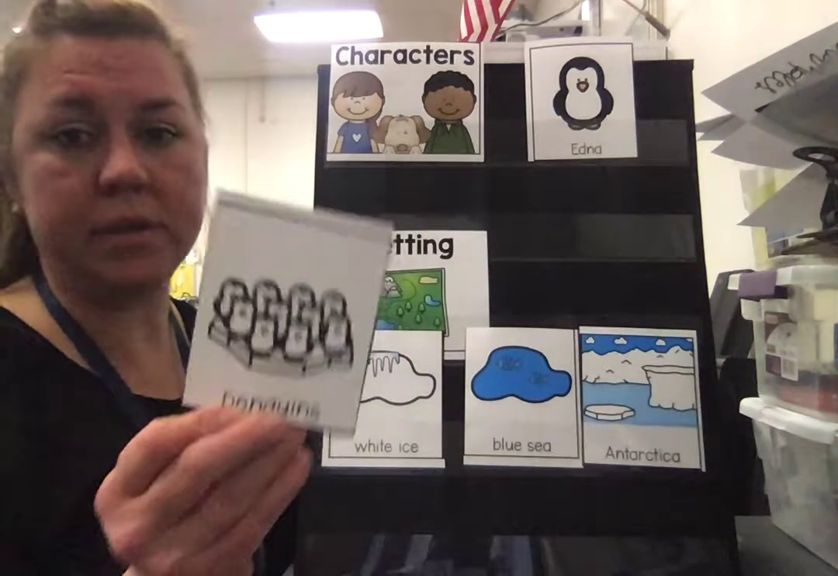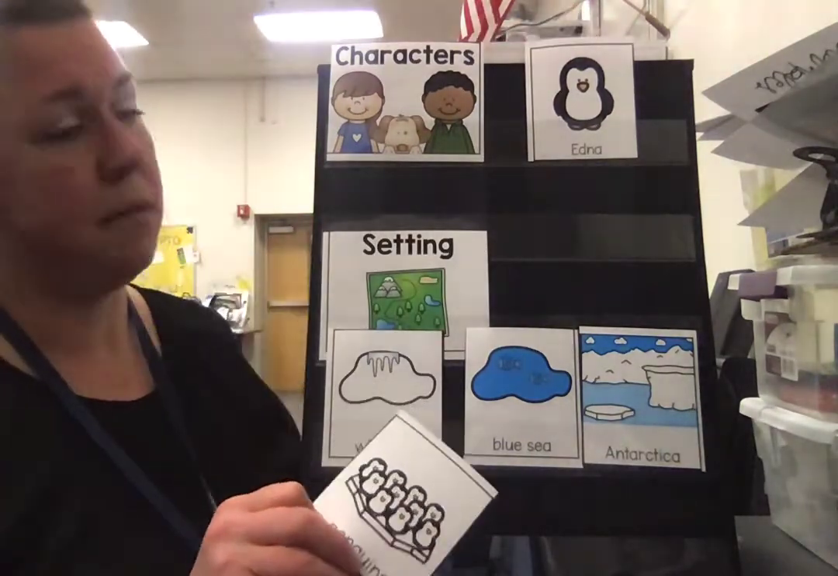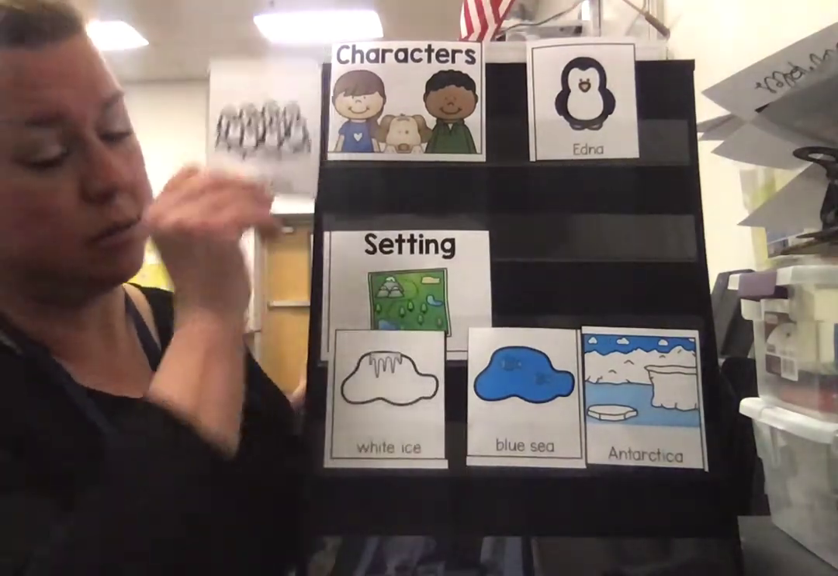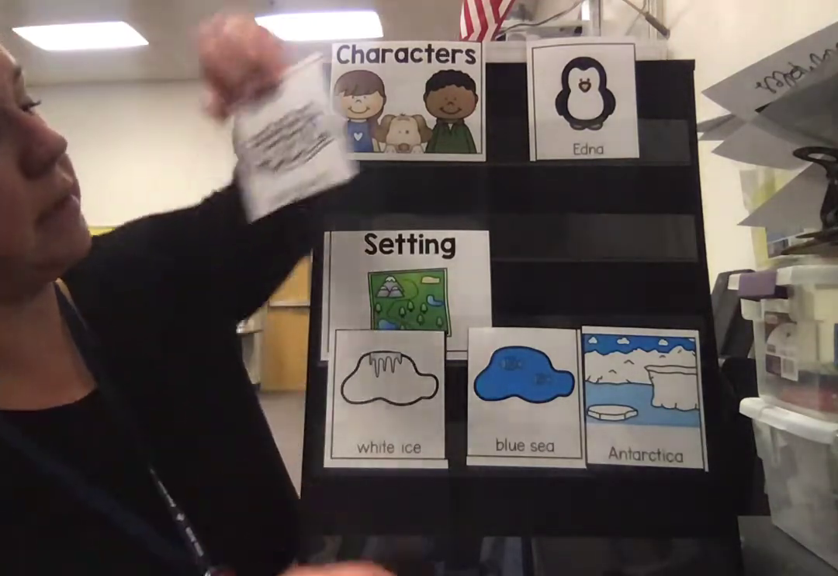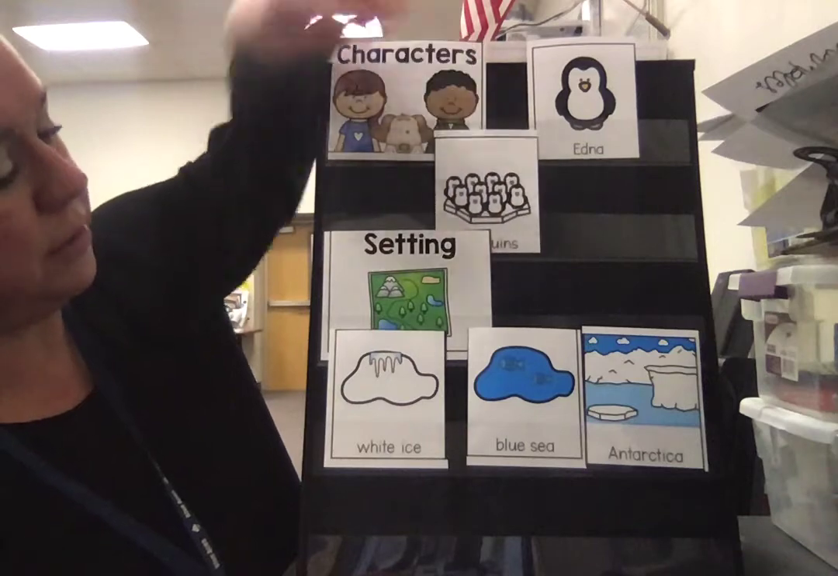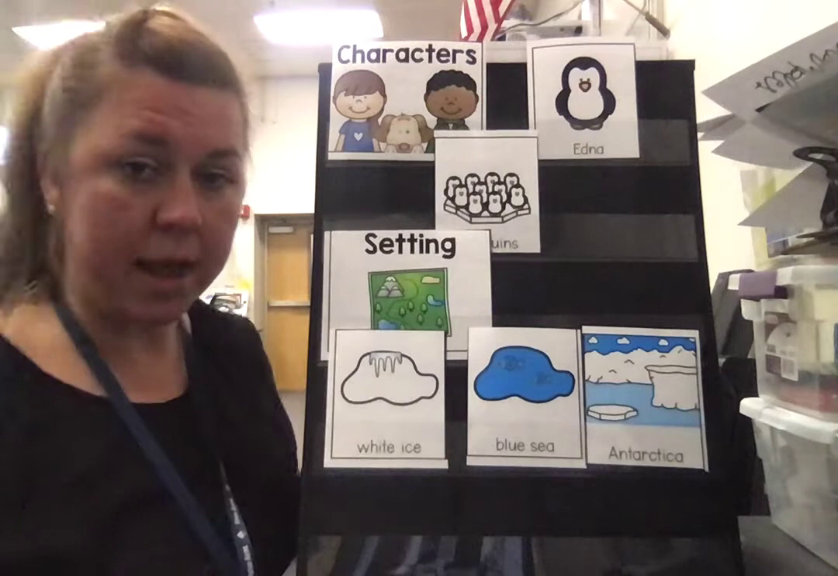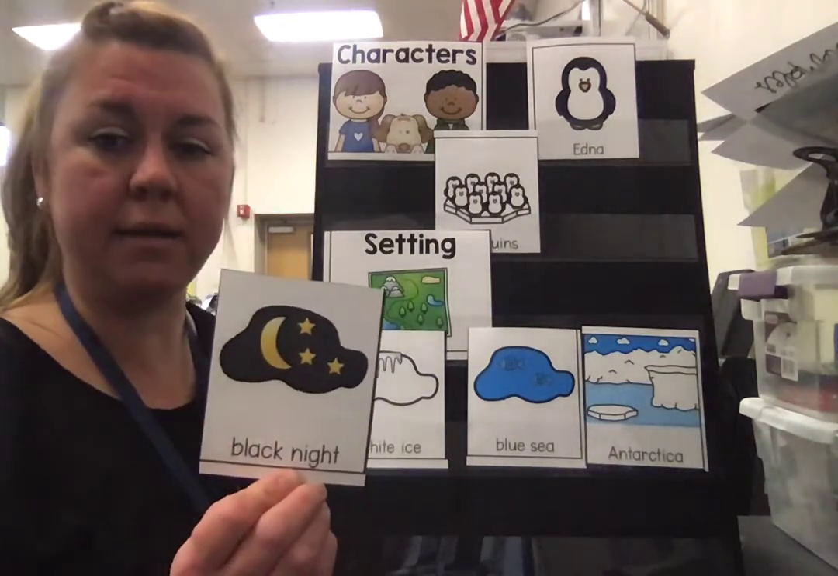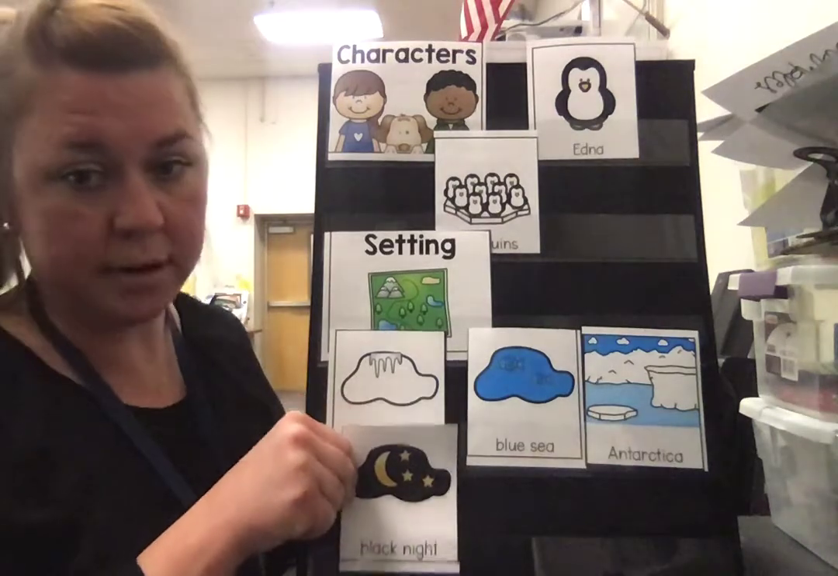And then we have penguins. So all the other penguins besides Edna, because we already have Edna up here. So would that be a character or setting? Those are characters, right? We talked about them, and they're going to the different settings, which are different places in the story. And then the last one is the Black Knight. So that is another place that they went, which is a setting.